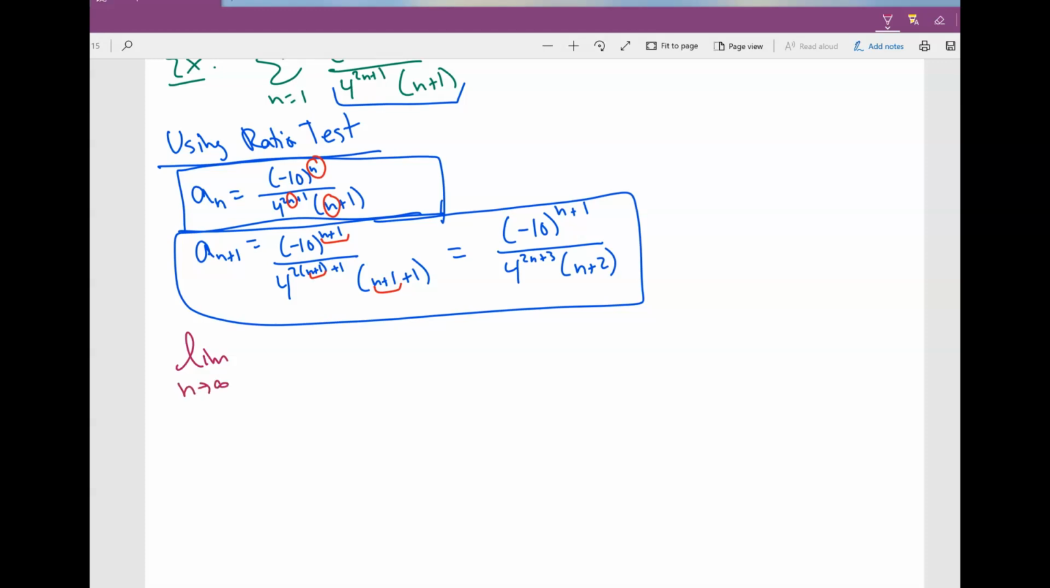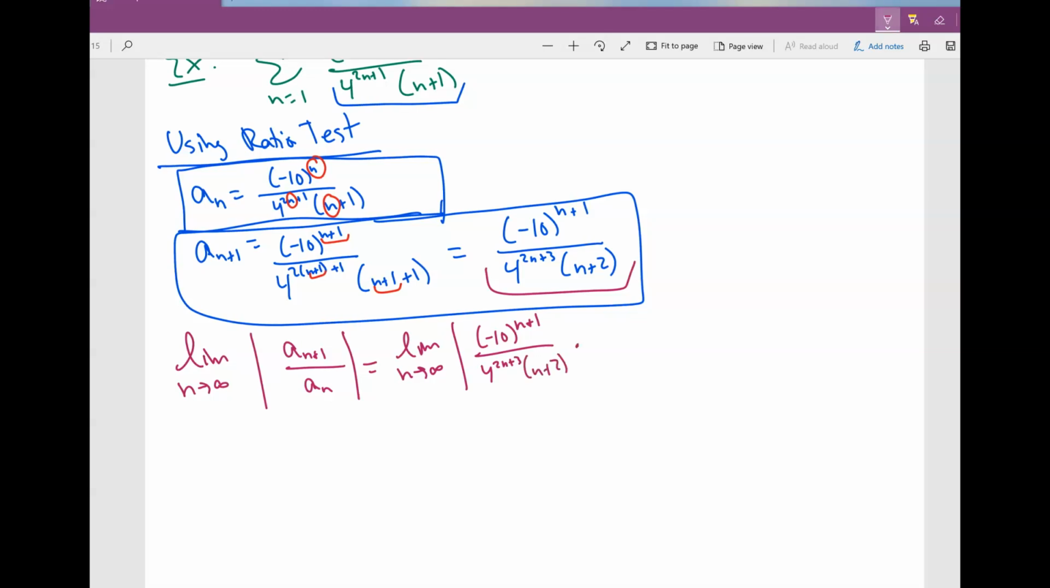Limit as n goes to infinity of the absolute value of a sub n plus 1 divided by a sub n. So you're going to take the limit as n goes to infinity. A sub n plus 1 is going to be this guy. So it's going to be this negative 10 to the n plus 1 divided by 4 to the 2n plus 3, n plus 2, times, or the reciprocal of this guy, which is going to be this. It's going to be the reciprocal: 4 to the 2n plus 1 and then n plus 1 divided by negative 10 to the nth power. Okay.